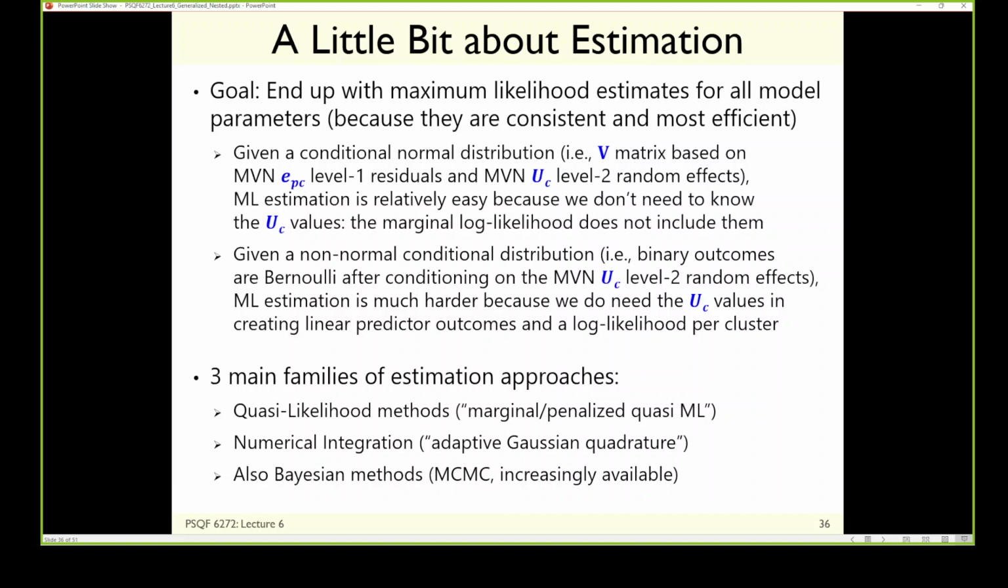Means are 0 because those are over in the fixed effects. Then we figure out what the random effect variances and covariances are, what the residual variance is, and we put that all together. But if the level 1 distribution is not normal, then we have to know what the u's are, basically. There's no shortcut to it. So there are 3 different families of approaches: quasi-likelihood, numeric integration, and Bayesian land.